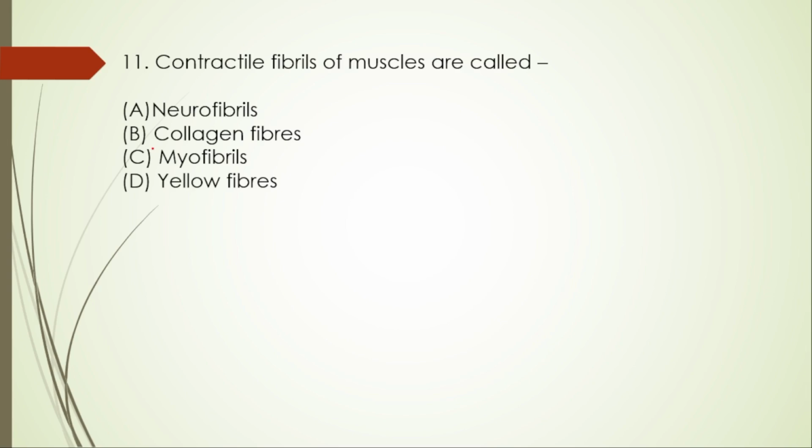Next, 11th one. Contractile fibrils of muscles are called as neurofibrils, collagen fibers, myofibrils and yellow fibers. So here the right option is myofibrils. They are basically rod-like units of the muscle cells, that is muscle fibers. They contain proteins like actin and myosin that slide past each other, allowing the muscles to contract and relax.